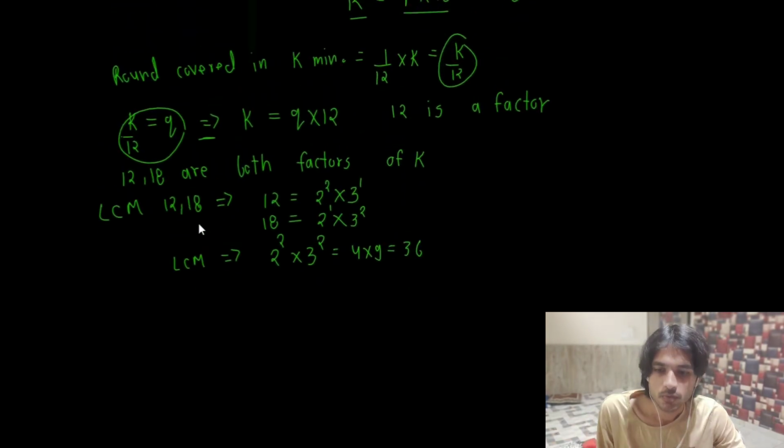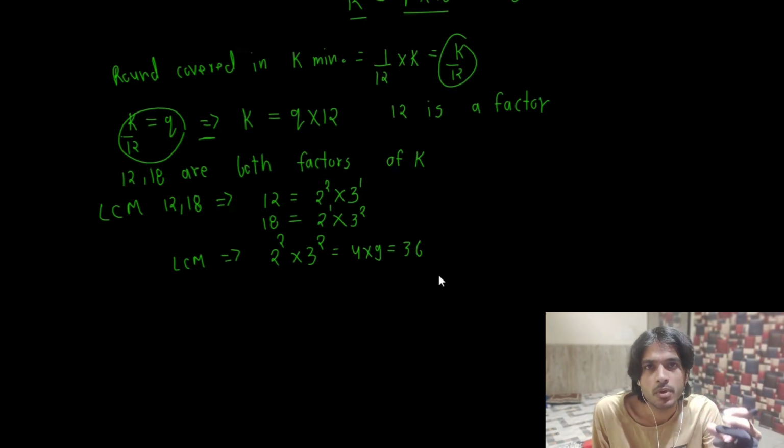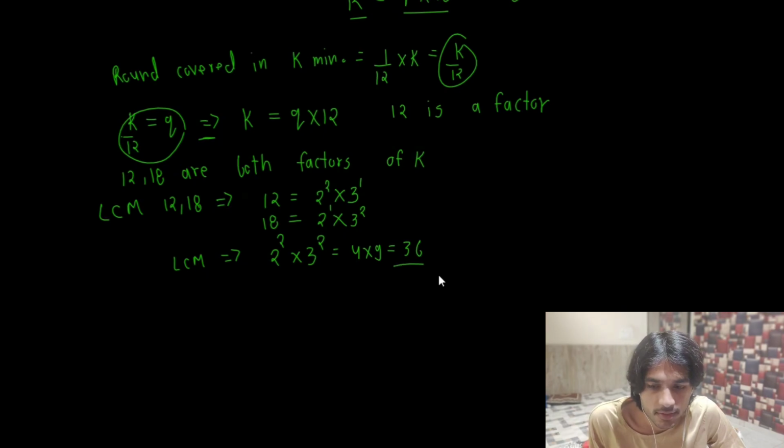Okay. So when I say that LCM of 12 and 18 is 36, it simply means that the lowest common multiple of 12 and 18 is 36. When I say lowest common multiple, what do I mean? First of all, let us understand what is a common multiple. Common multiple is the number which has 18 and 12 both as a factor. So when I say 36 is the lowest common multiple, you can easily see that 12 divides 36 and 18 divides 36.